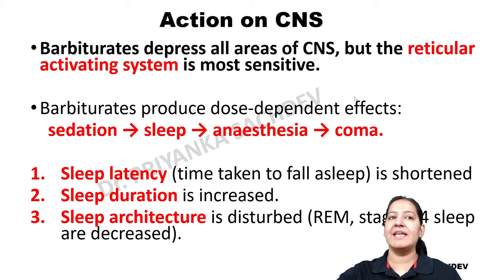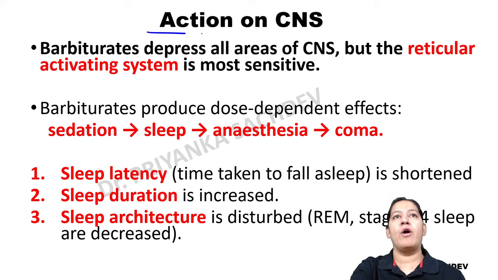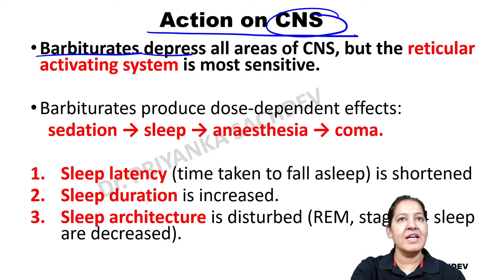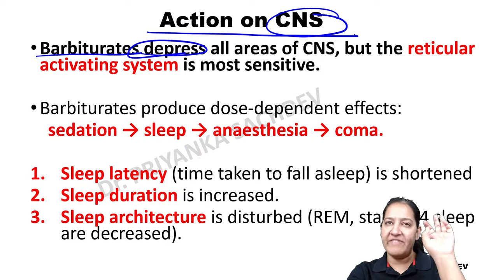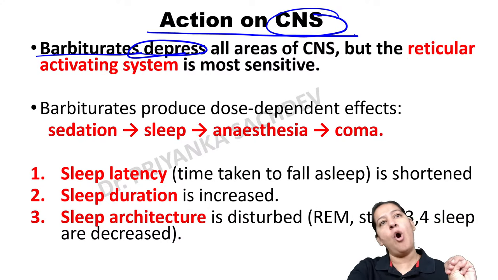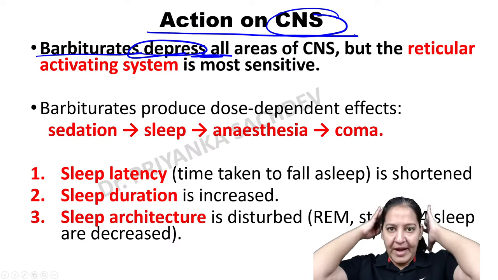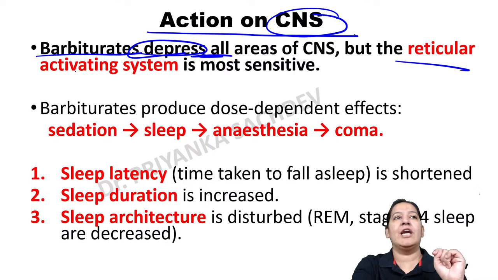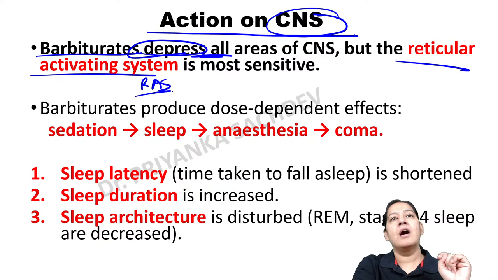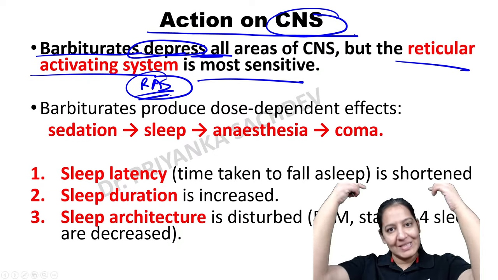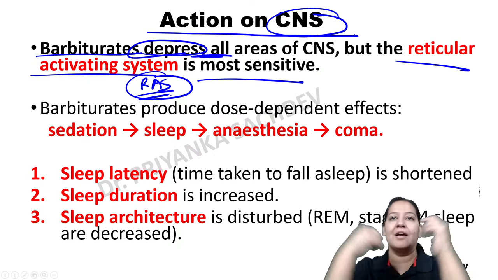What are the actions on the CNS? Who will give the summary? As I've told you, in the brain, barbiturate is causing depression by three mechanisms: GABA facilitatory action, GABA mimicry action, and glutamate inhibition action. It is inhibiting all areas of the brain, but the most sensitive area for barbiturate is the RAS, the reticular activating system. RAS is very sensitive, so it gets depressed the most.